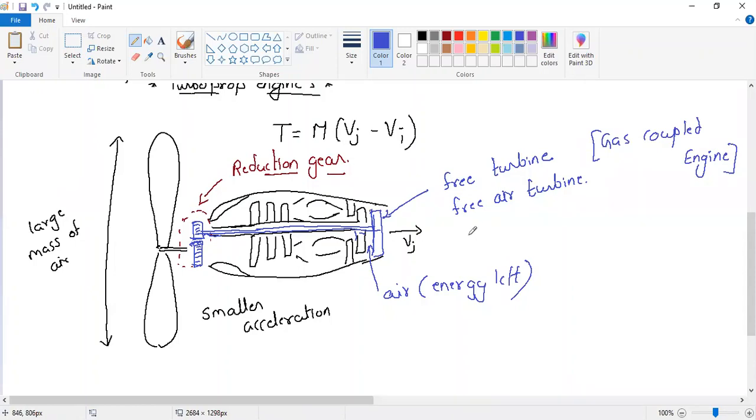Why do we call it gas coupled? Coupled means two things are connected. Here, when this turbine is rotating this compressor, it is mechanically coupled, both are physically connected. When there is no physical connection, air is the one rotating this turbine. So only air is the connection between these two engines. Hence it is called air coupled or gas coupled. Clear? Any doubt over here?